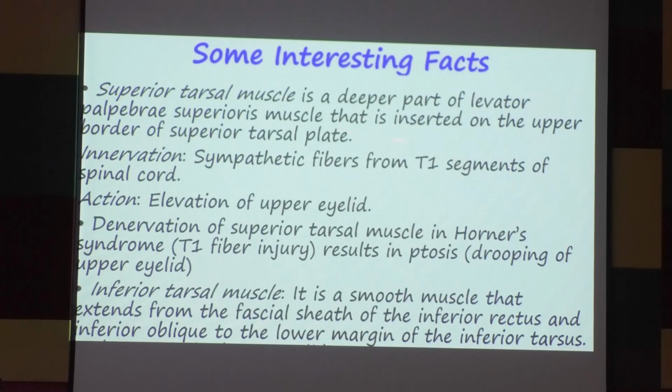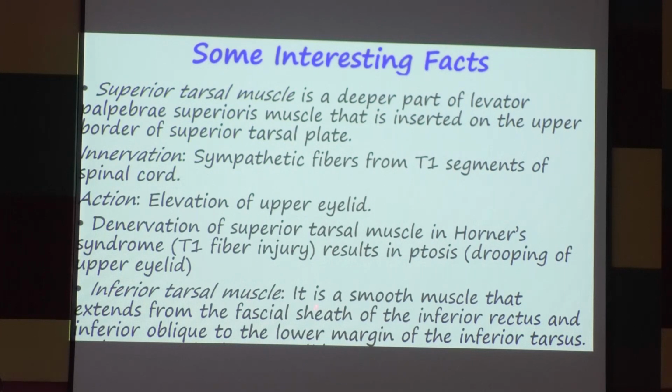Superior tarsal muscle is a deeper part of levator palpebrae superioris muscle, and that is inserted on the upper border of superior tarsal plate. Innervation: sympathetic fibers from T1 segment of spinal cord. What is the action? Elevation of the upper eyelid. Denervation of this superior tarsal muscle in Horner syndrome, that is T1 fiber injury, results in ptosis or drooping of the upper eyelid. Ptosis is drooping of upper eyelid.